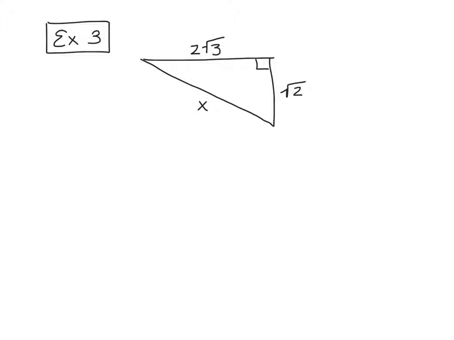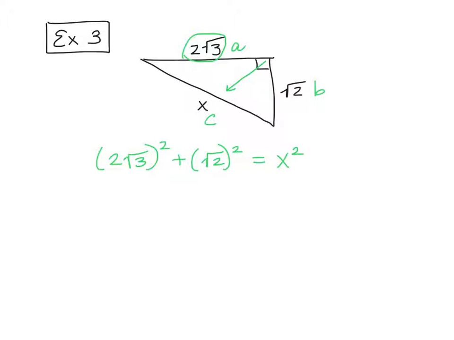Okay, so to begin with, this is going to look a little more complicated, but we're going to do the same thing. The first thing we want to do is label the hypotenuse. That's c, the one across from the right angle. Then we're going to do our a and our b. I'm going to set this up the same way. A, because it's a whole number, I'm going to put in parentheses: 2 square root 3, squared, plus square root of 2, squared, equals x squared.